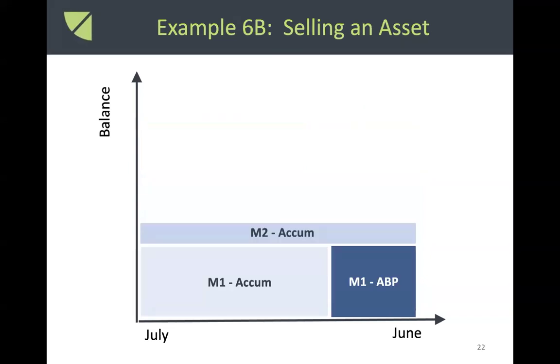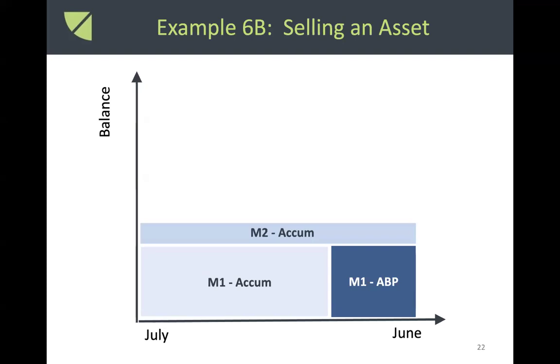Here's another scenario. We have two members in this fund. Member one is in accumulation at the start of the year and pension at the end of the year. Member two has a small accumulation balance. And you know you're going to sell an asset towards the end of the year. How are we going to plan for this in order to get 100% of the capital gains being tax exempt?